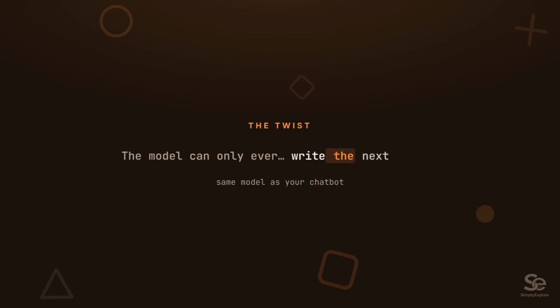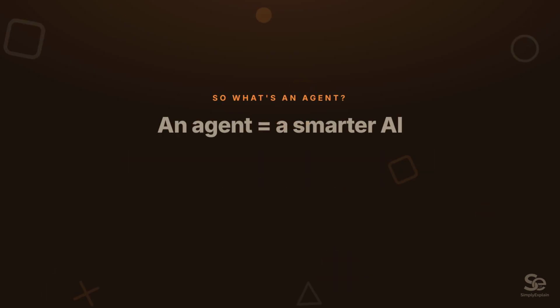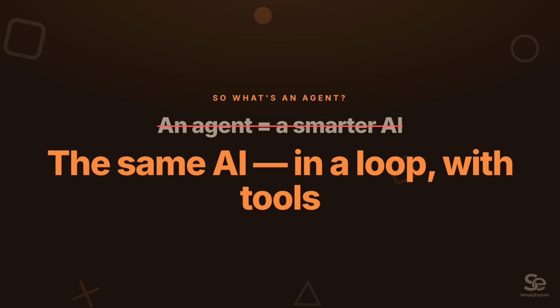Here's the twist. The AI inside an agent is the exact same thing as a chatbot, a model that reads text and predicts the next word. Text in, text out. That's all it can do. So an agent is not a smarter model. An agent is the same model wrapped in a loop and handed tools. That one idea explains everything else in this video.